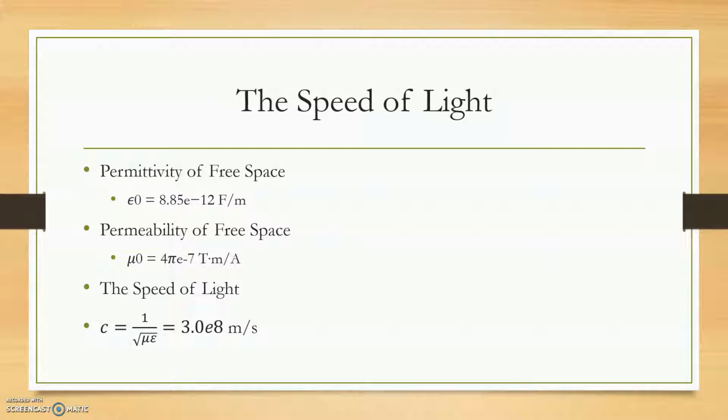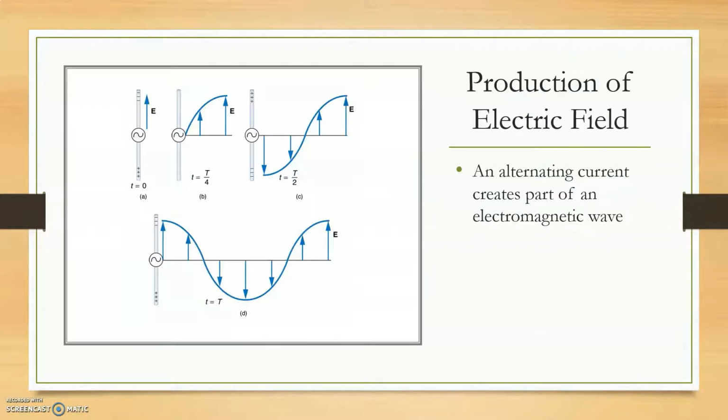So how he calculated this is he used two constants, the permittivity and the permeability of free space, and basically those are just the capability of an electric and magnetic field to permeate a vacuum. So these two constants were put like 1 over the square root of these two constants multiplied by each other equals c, or 3 times 10 to the 8th meters per second, which is the speed of light.